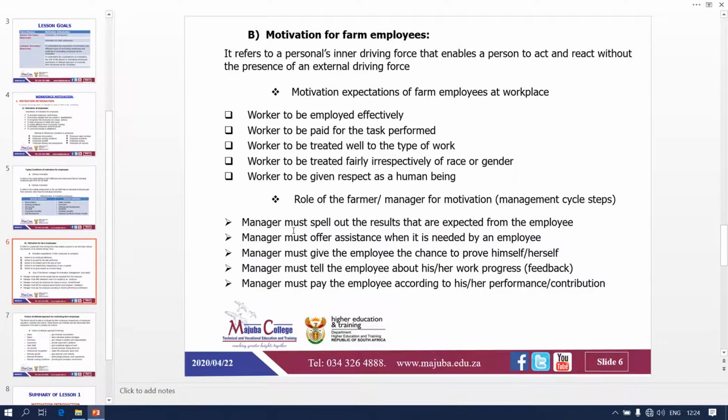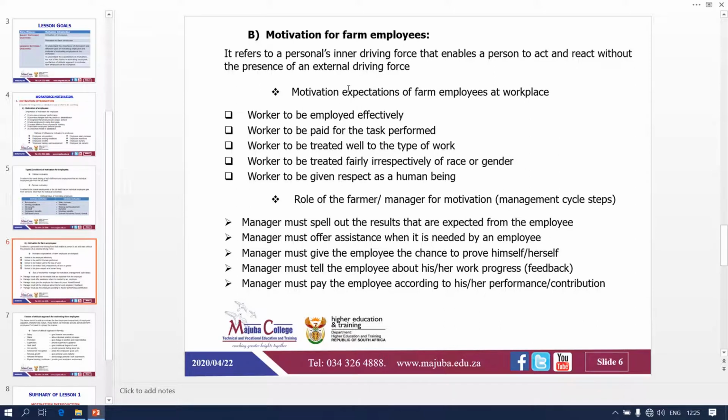Let's move on. Let's look at motivation for farm employees now. This is where we need to deal with. It refers to the personal inner driving force. Remember, we must drive this thing to go to work on a farm. It enables a person to act and react without the presence of an external driving force. So when you're looking at the farm employee, it refers to the personal inner driving force that enables a person to act and react without the presence of the external driving force. This is what we call motivation in terms of farm employees.